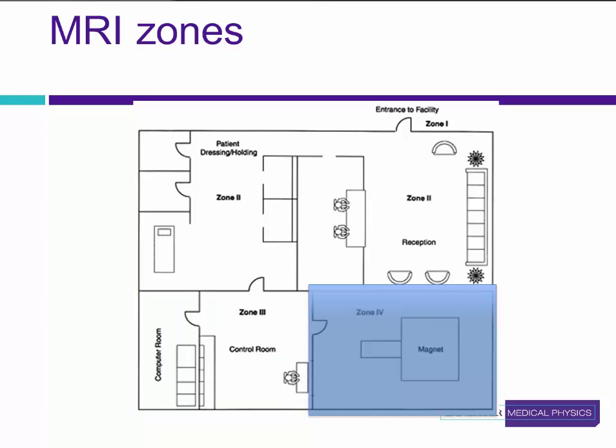Finally, the most restrictive area in the MRI suite will be Zone 4. Zone 4 is the magnet room and possibly the computer room. The dangers in this room are real, and your individual facility will have a policy in place to ensure your safety. It's your responsibility to ensure you're knowledgeable about the policy.